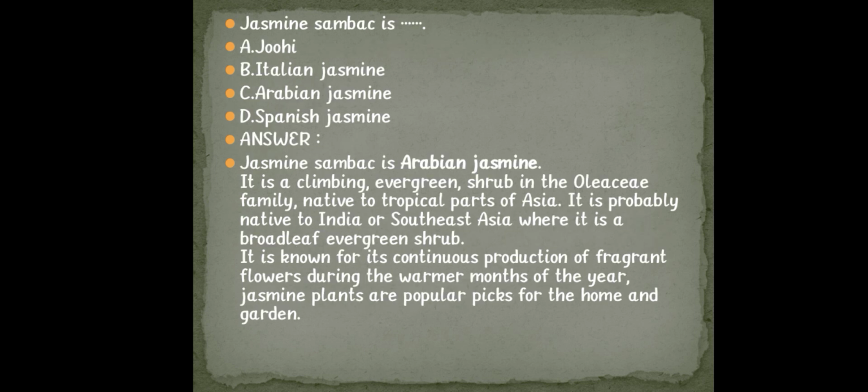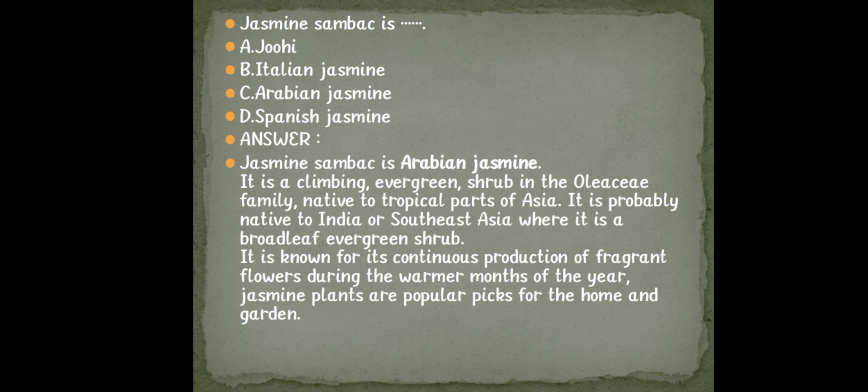Then the next question is jasmine sambac. What is the botanical name of the jasmine sambac, or what is the name? Option number first is Juhi, second is Italian jasmine, third one is the Arabian jasmine, fourth one is the Spanish jasmine. And the answer is Jasminum sambac is an Arabian jasmine.